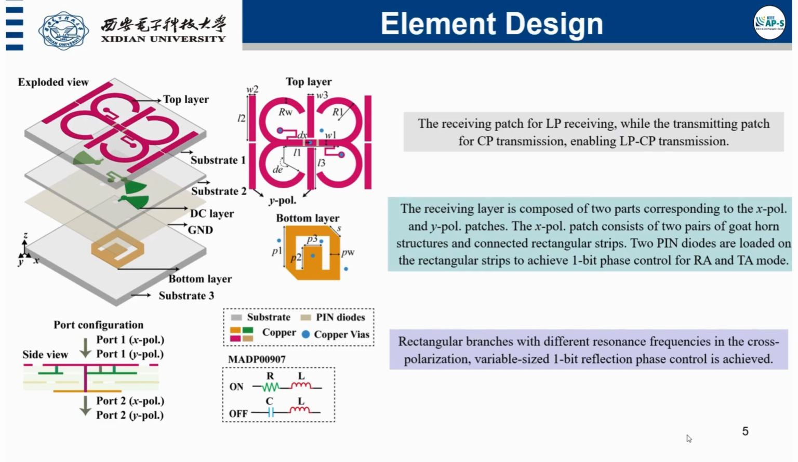Our metasurface features a receiving patch for linear polarization and a transmitting patch for circular polarization, enabling LPCP transmission. The receiving layer is divided into two parts for X-pole and Y-pole patches. We've integrated 2 PIN diodes on X-pole to achieve 1-bit phase control for reflection and transmission modes. We've achieved variable-sized 1-bit reflection phase control by introducing rectangular branches in Y-pole.